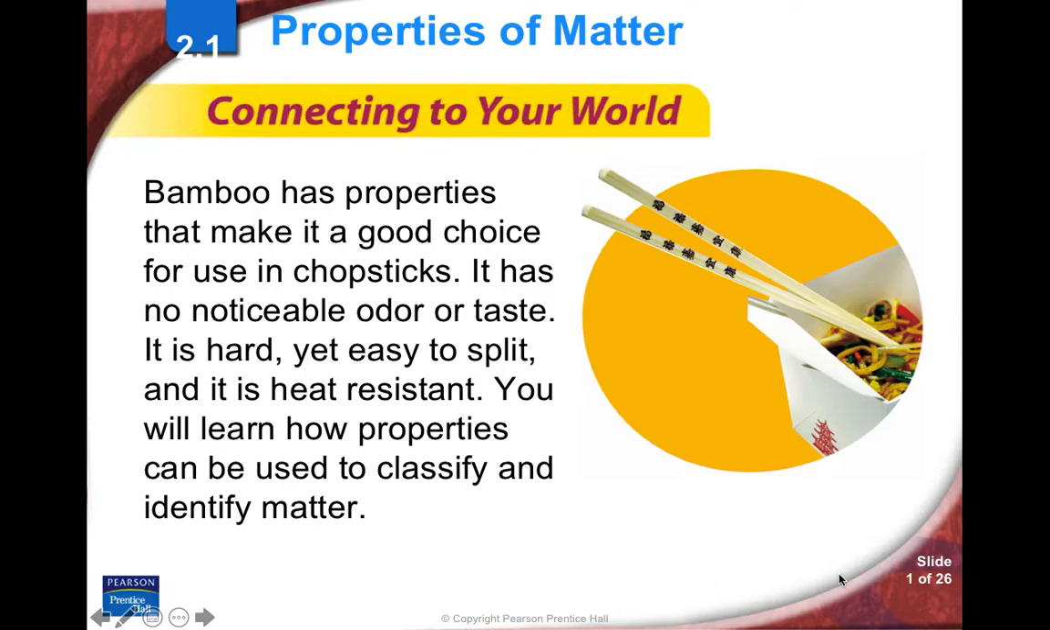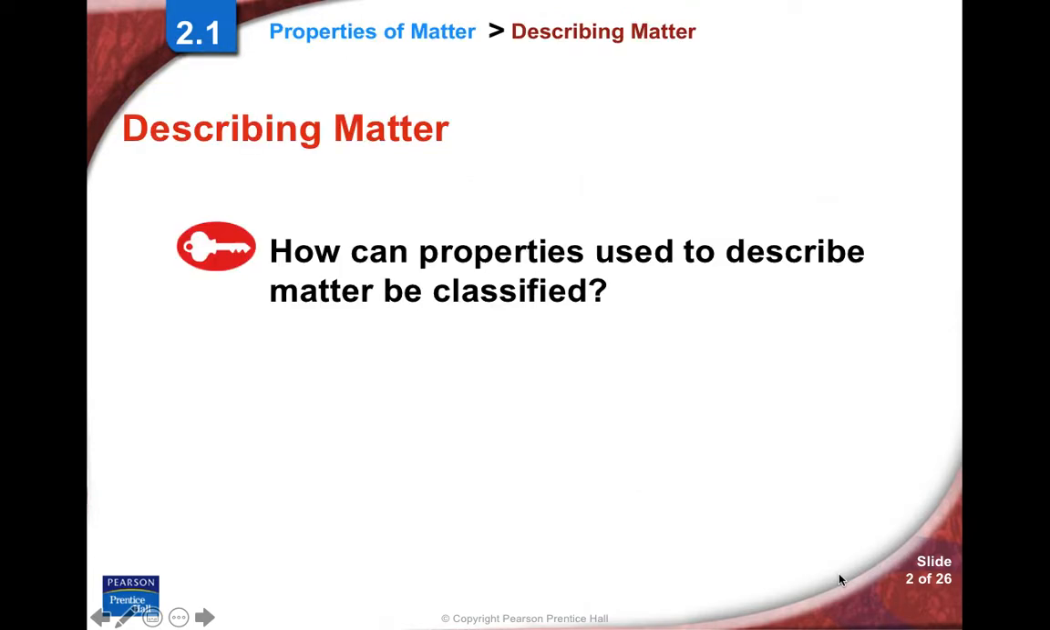Properties of matter. They talk about a lot of kind of strange things. Some of the stuff's really applicable, but they always show food, it seems like, in all their pictures in our book. Anyway, bamboo. It is not a pure substance, so we'll move on from there.